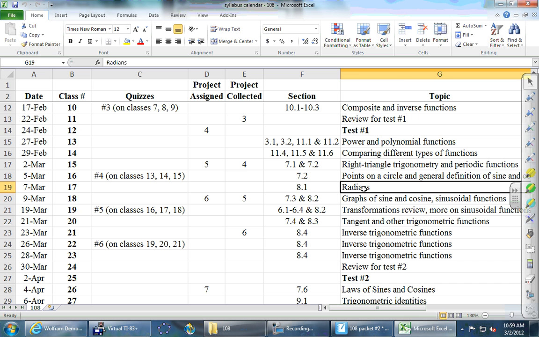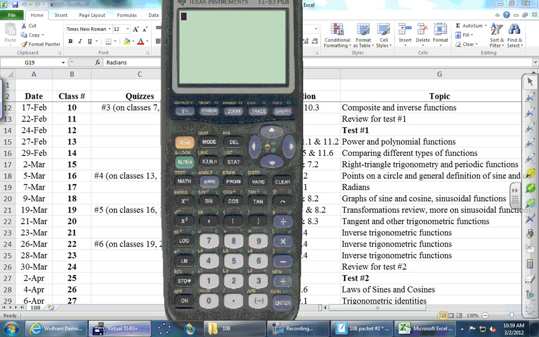So it's going to be really important throughout the semester to be sure that your calculator is in the right mode. And what mode you should be in just depends on what you're working with. So hit the button that says mode. It's in the top row.